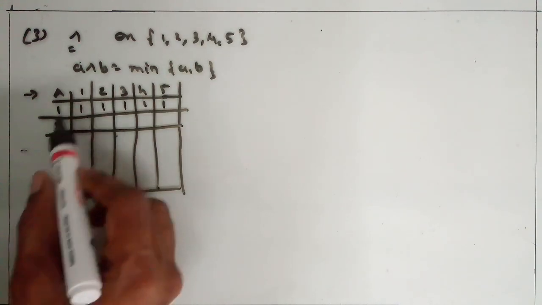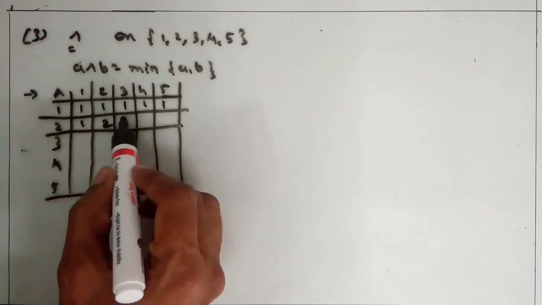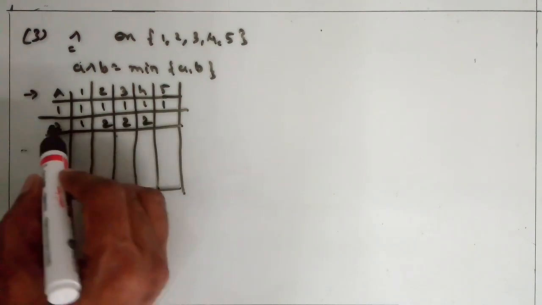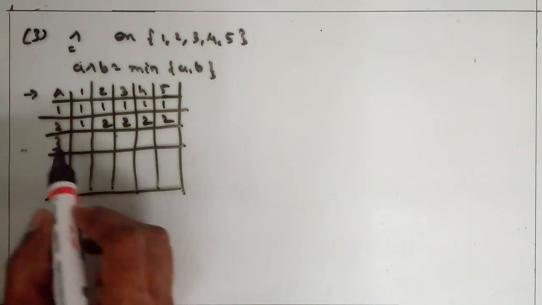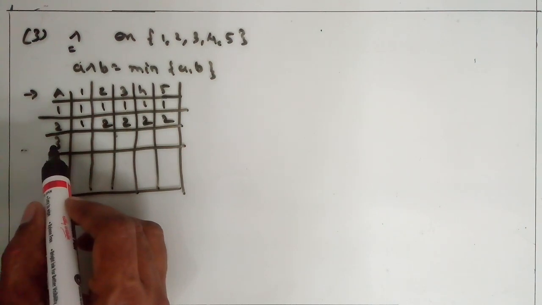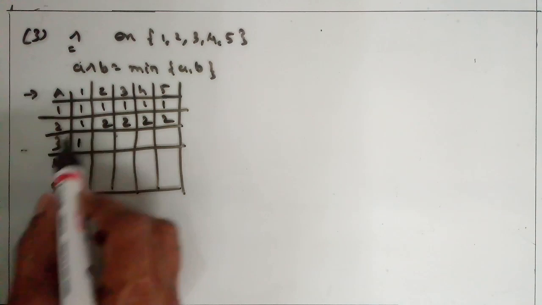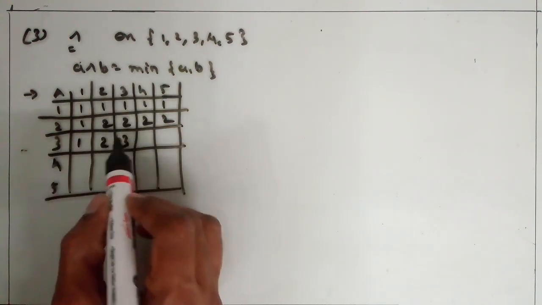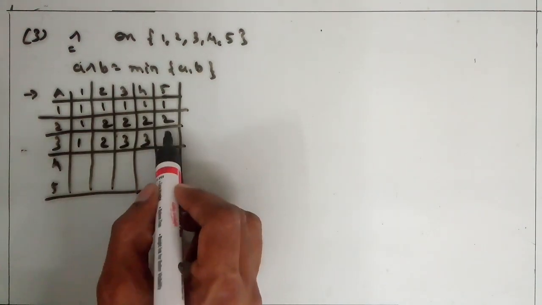Minimum of 2 and 1 is 1. 2 and 2 is 2. 2 and 3 is 2. 2 and 4 is 2. 2 and 5 is 2. Same for 3. Write the minimum between 3 and 1: 1. 3 and 2: 2. 3 and 3: 3. 3 and 4: 3. 3 and 5: 3.